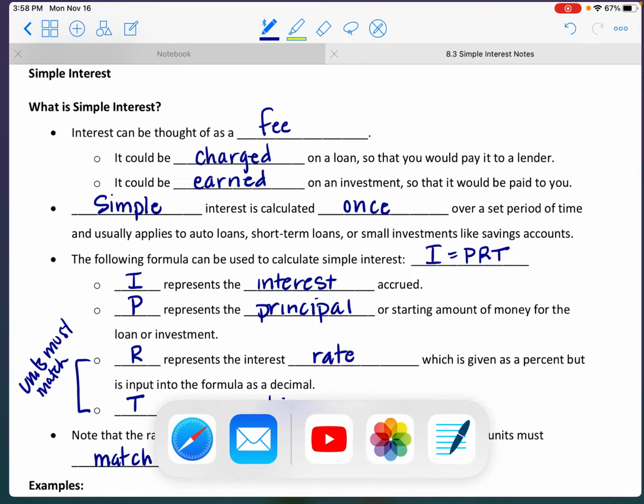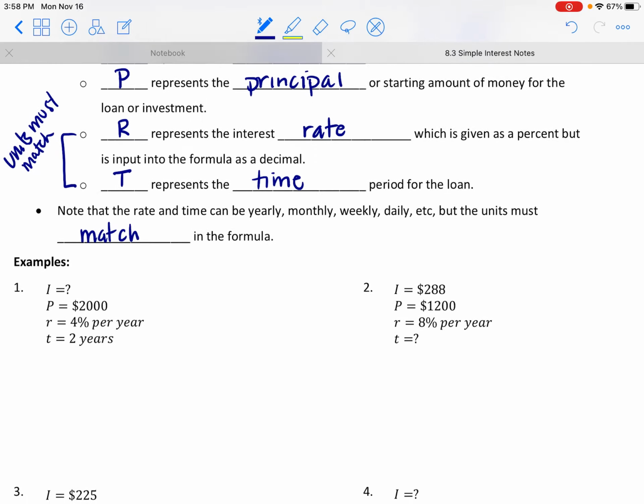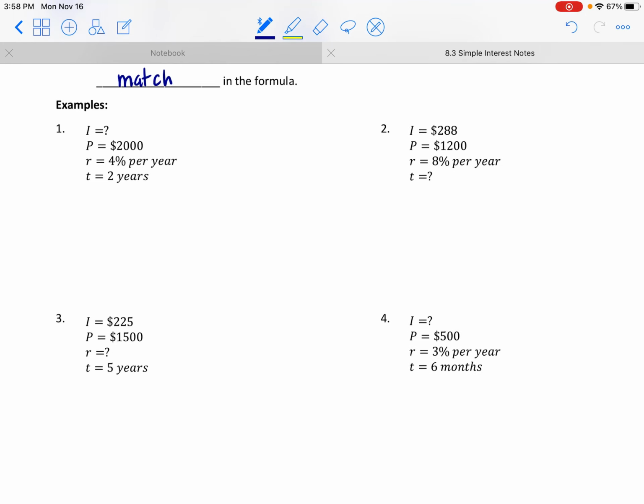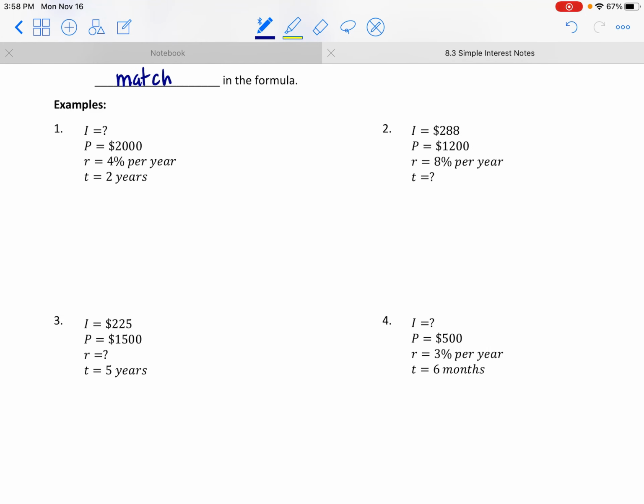Okay, so let's look at some examples of just using our formula. So example 1, we're given a principal amount of $2,000, a rate of 4%, and a time of 2 years. This is asking us to figure out how much interest we would earn if this were an investment, or we would be charged if this was a loan. What is the interest accruing on this principal amount at 4% for 2 years?